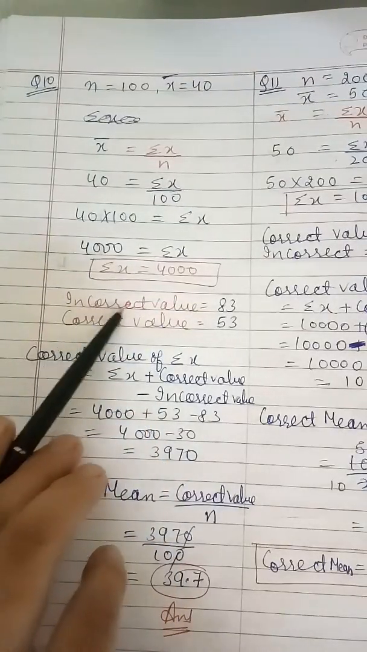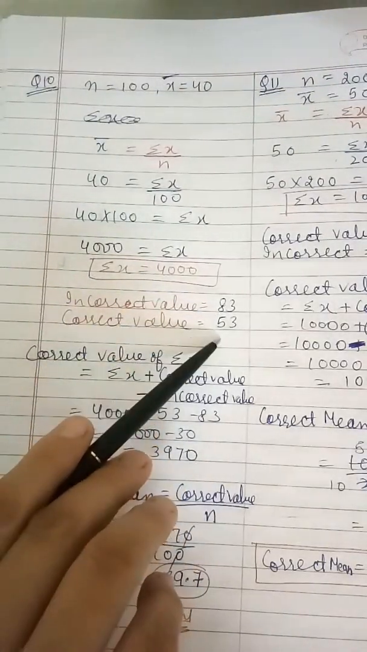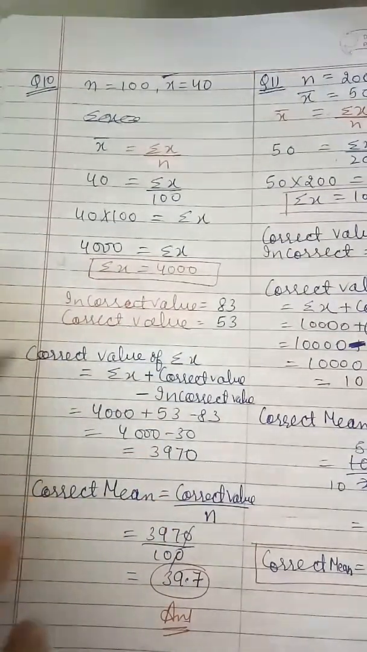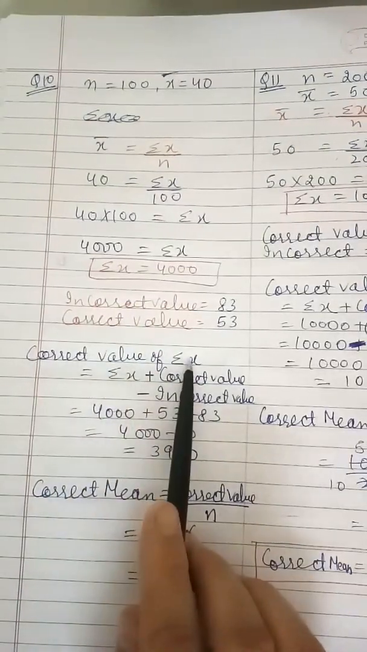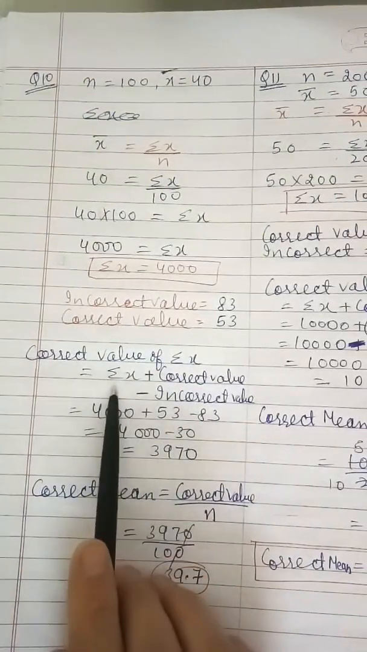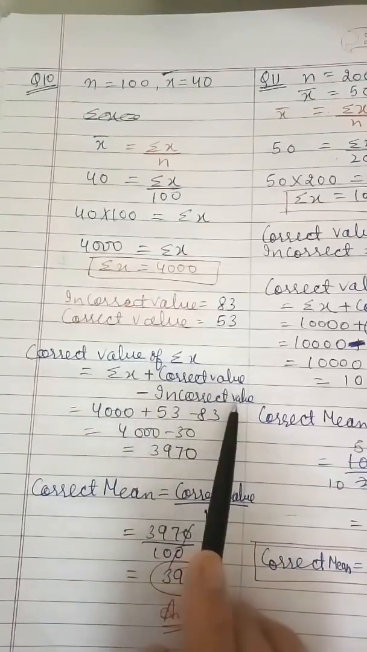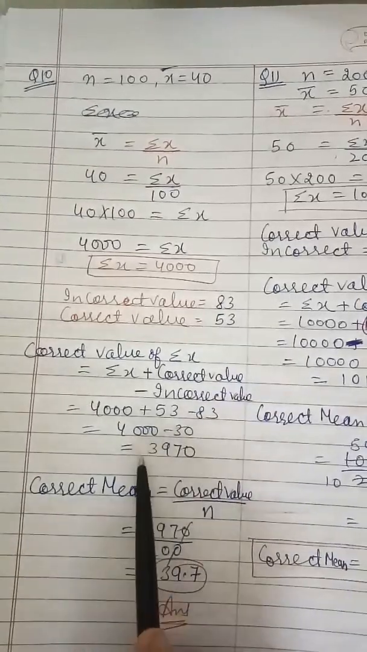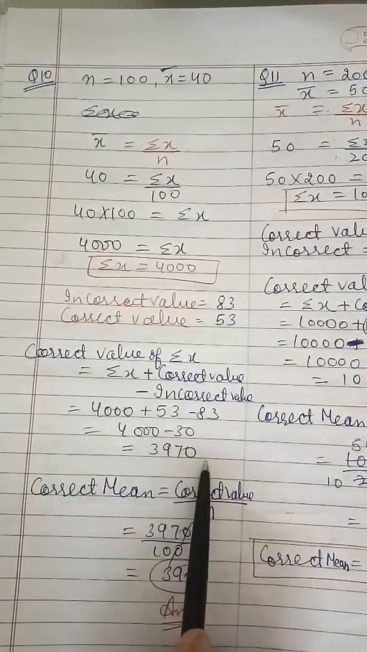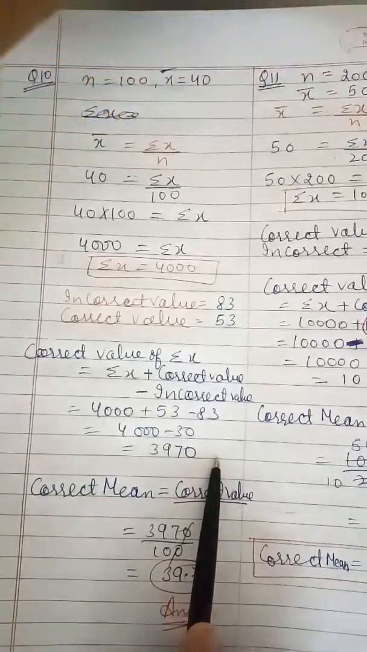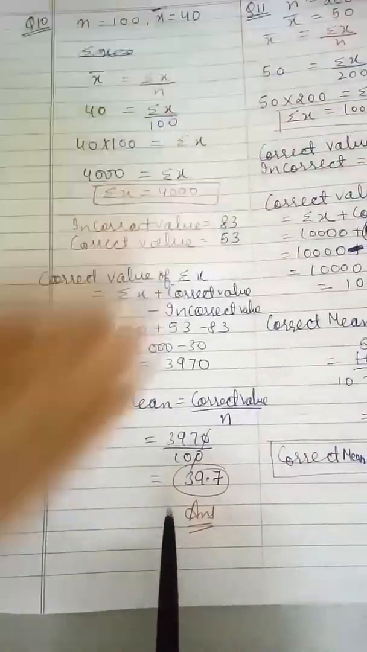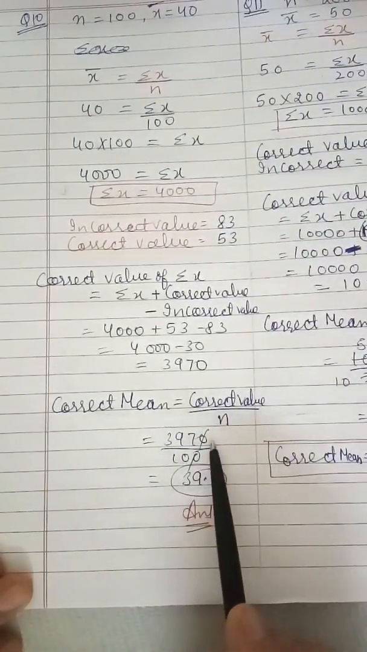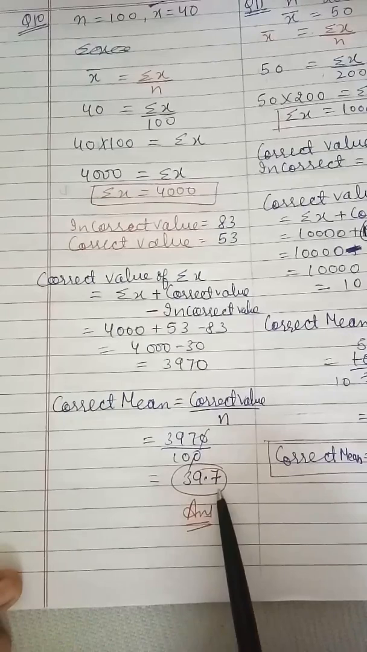Now it is given the observation 53 is read as 83. It means what is the incorrect value? 83. What is the correct value? 53. Now they are asking you to calculate the correct mean. Correct mean means first of all we will find the correct value of summation x. So what is the formula? Summation x plus correct value minus incorrect value. So we will add 53 and subtract 83. After solving it, we are getting 3970. Now what is the formula of correct mean? That is the correct value of summation x divided by n. So it is 3970 divided by 100. It is 39.7.